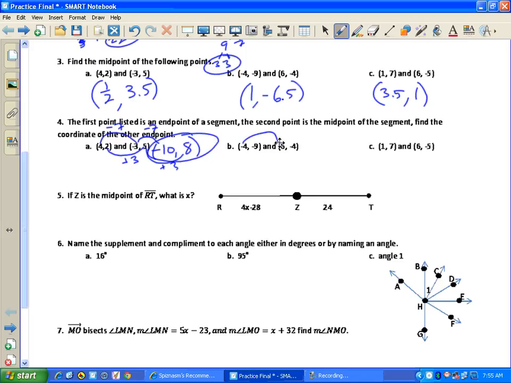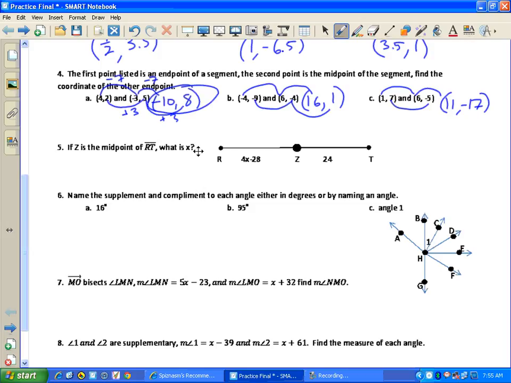I went up 10. If I go up 10 more, I'm at 16. I went up 5, so going up 5 more would put me at 1. I went up 5, so 5 more puts me at 11. I went down 12, so 12 more puts me at negative 17.